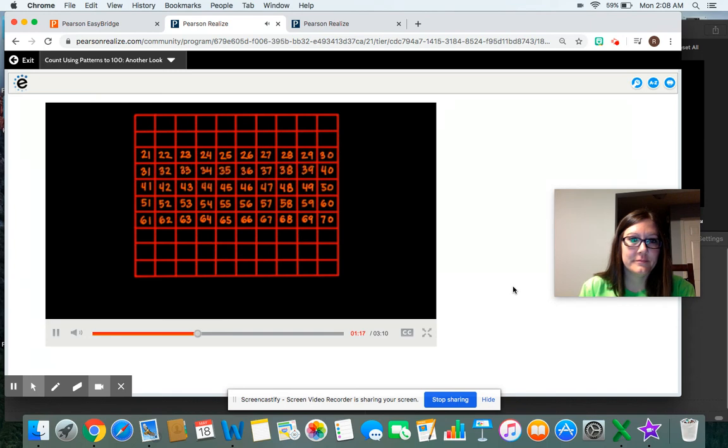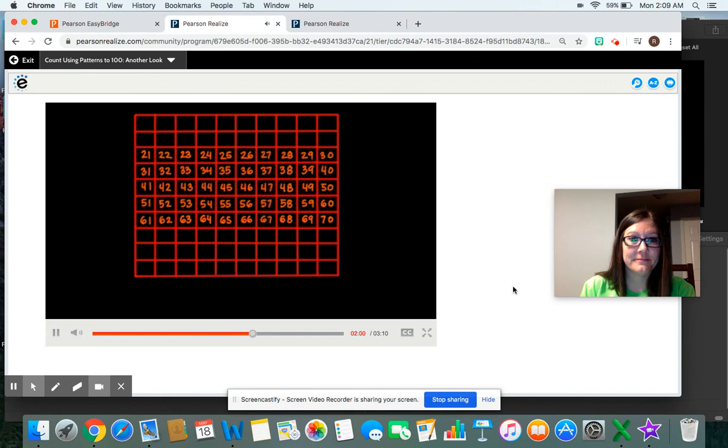Now let's find these numbers: 17, 27, 37, 47, 57, 67. Did you see how we moved down the column? What pattern do you see? There is a 7 in the ones place for each number. The tens go up by 1. Let's say the numbers together: 17, 27, 37, 47, 57, 67. What pattern do you hear? Yes, we hear 7 in each number.